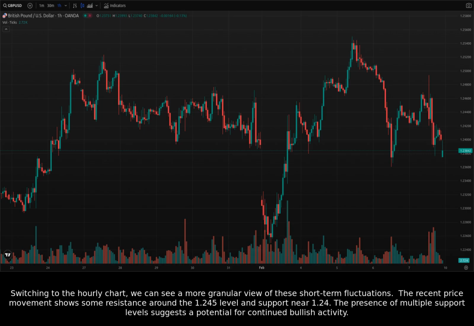Switching to the hourly chart, we can see a more granular view of these short-term fluctuations. The recent price movement shows some resistance around the 1.245 level and support near 1.24. The presence of multiple support levels suggests a potential for continued bullish activity.